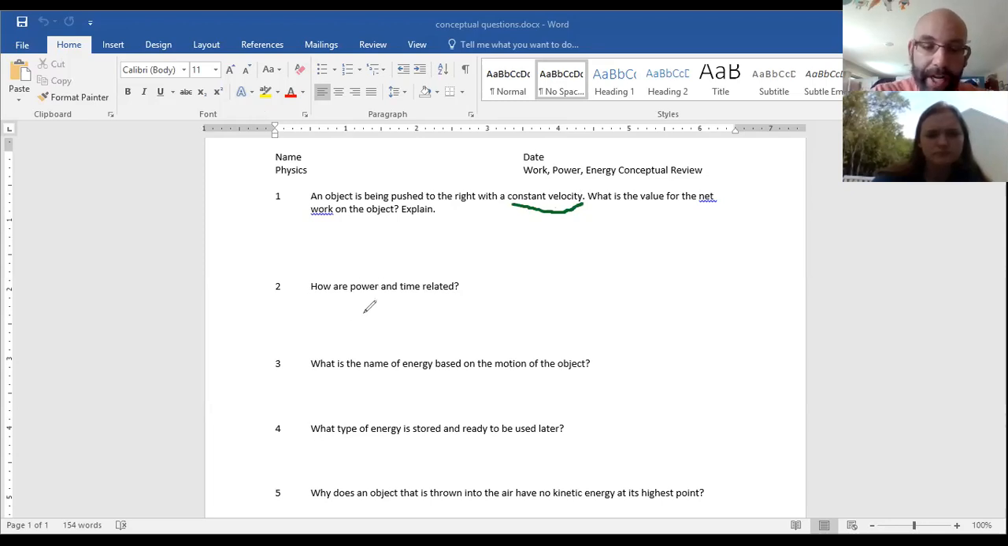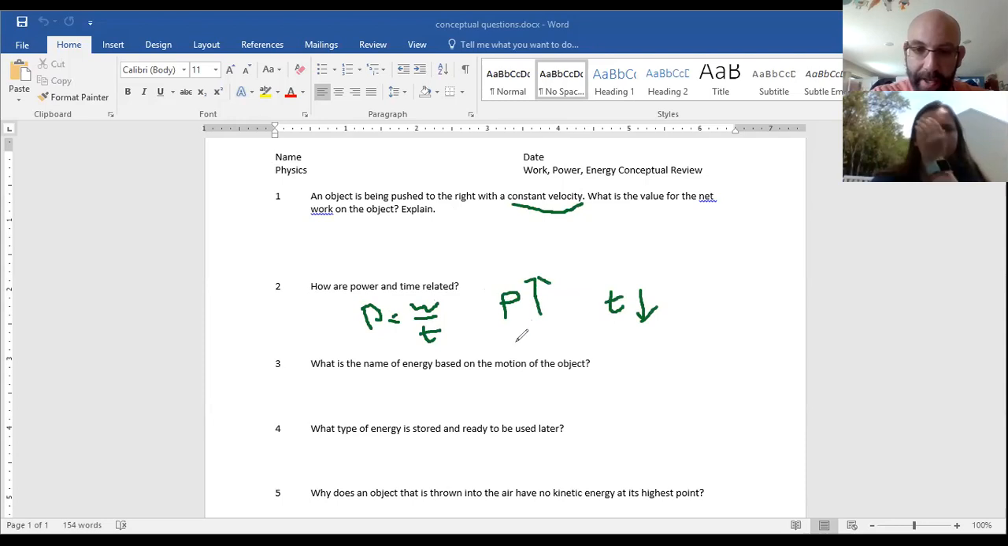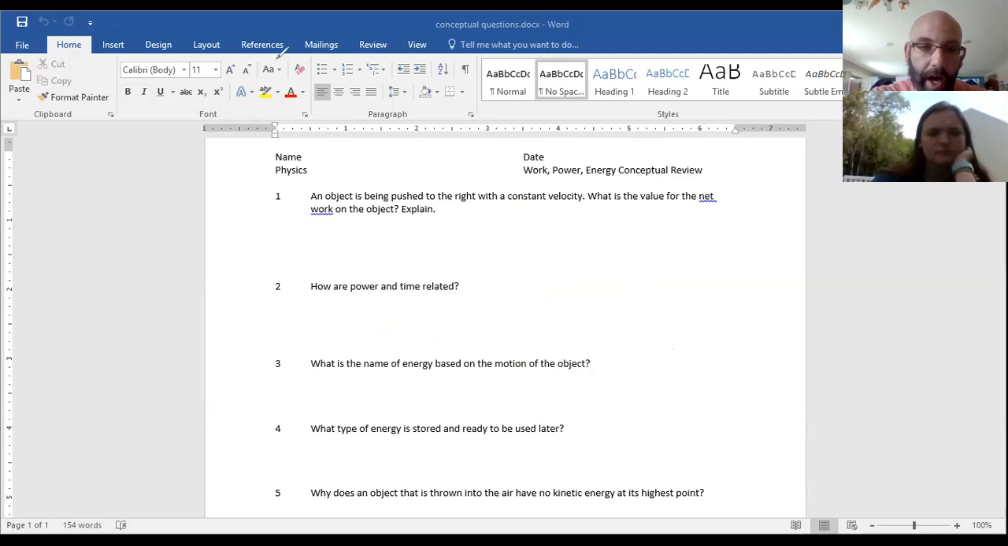Power and time are inversely related because power is work over time. So if the amount of time to do a task decreases, that means you need more power to perform the task. And vice versa. If you get more time to do a certain task, the amount of power required decreases. So they are inversely related. One goes up, the other goes down.